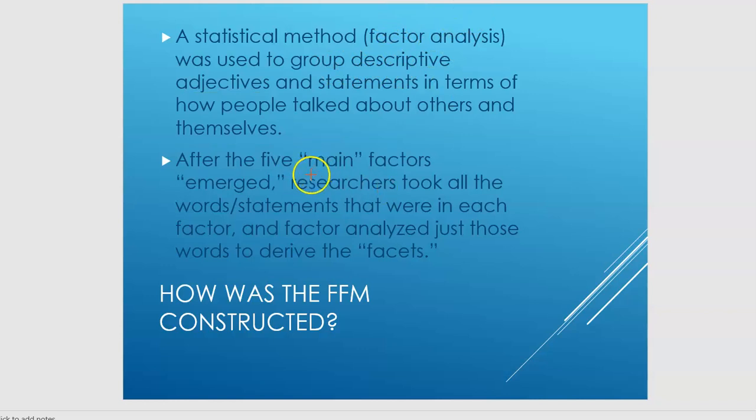And when we're talking factor analysis talk, we talk about the main factors emerging. So if you remember in your report, you got main scores on five big factors: extroversion, neuroticism, agreeableness, conscientiousness, and openness to experience. And then under each of those main factors, it gave you another set of scores for what they called facets.